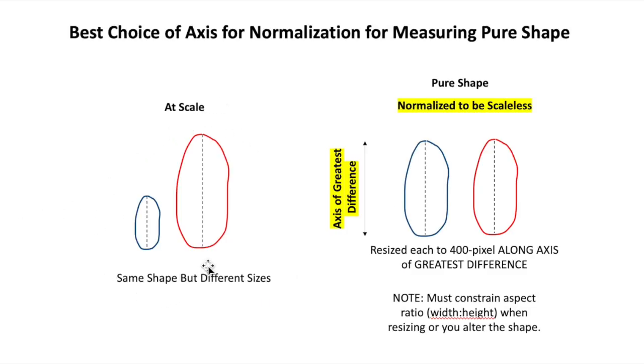As you can see on the left here, these 2 objects are the same shape but different sizes. So if we measure them as is, we measure them at scale. But Genie allows us to objectively resize objects without skewing their shape. In this case, we found the longest internal length, and we resized both objects to have the same height, but we constrained the aspect ratio so that we did not skew the shape. In this way, when we measure shape, we're measuring shape apart from size, which we call pure shape.